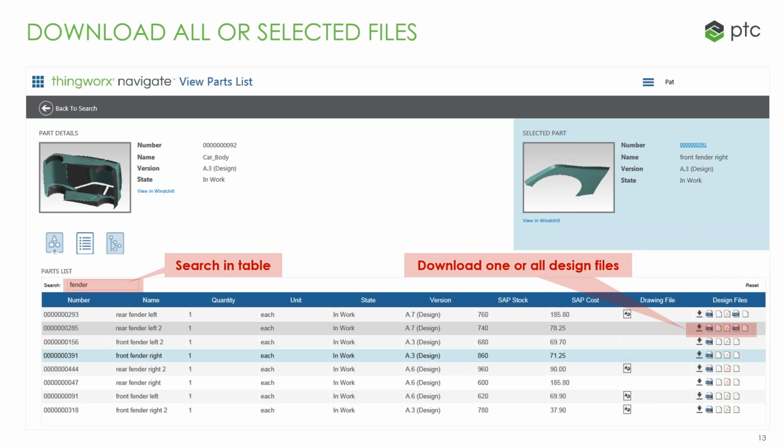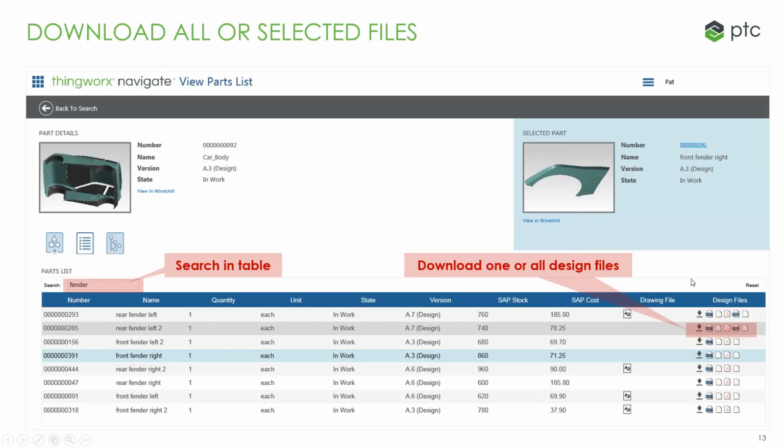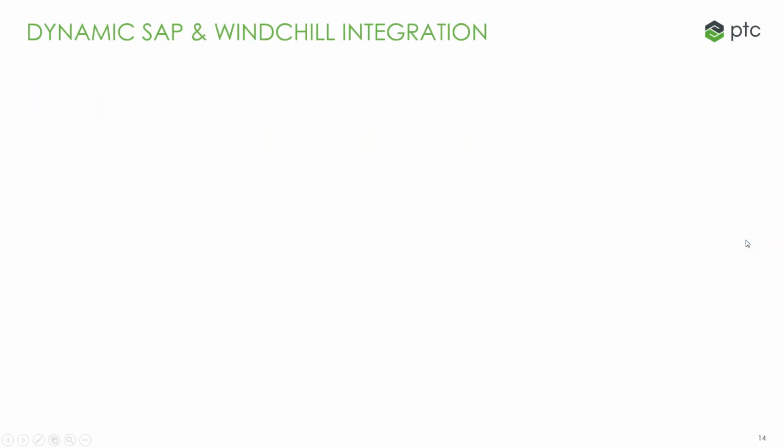I can also integrate with some of the other ERP systems, and an SAP connection is included to pull information like stock information and cost information alongside my Windchill information. Here that's shown in the columns beside some of these parts.